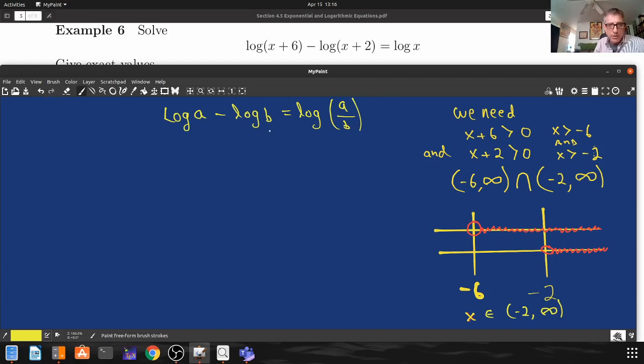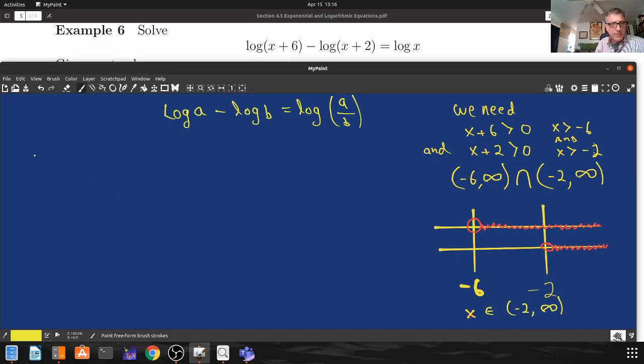So I don't write it to the base because I'm tired to. So we're going to use that property. So let's go. This is number 6. So I have log, and this is actually log to the base 10 by definition, of x plus 6 minus log to the base 10 of x plus 2 is equal to log of x. Here's log of x.